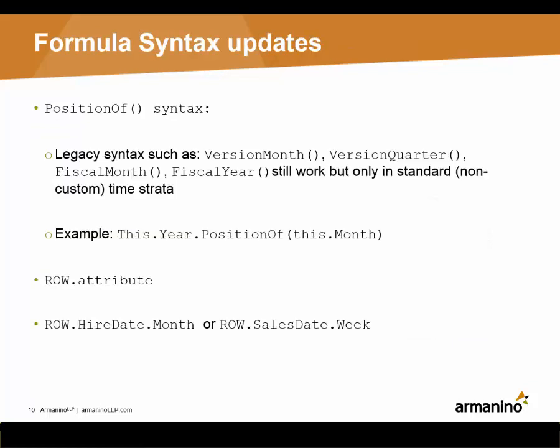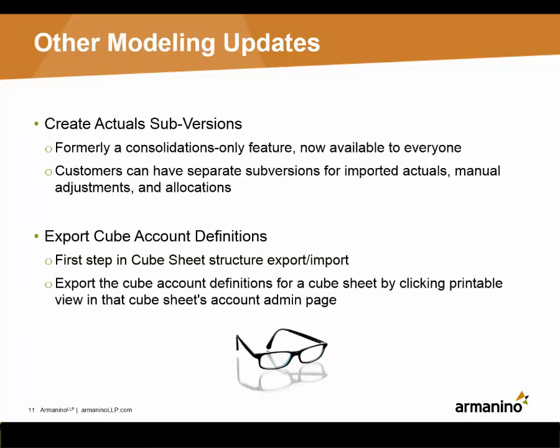There are a number of new syntax updates that have been made. The one I want to focus on is the position of syntax. Existing time-related functions have been superseded by this new syntax. The version in fiscal month syntax will not work with the new custom time strata. Date and attributes on a modeled sheet are now accessible by using row.hireDateMonth or row.salesDateWeek syntax.